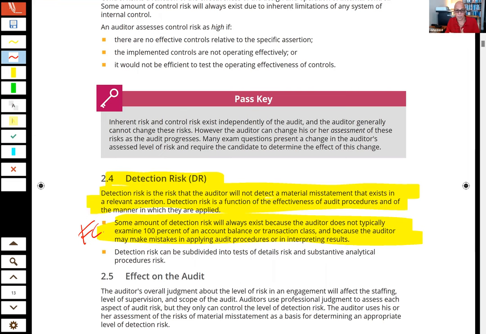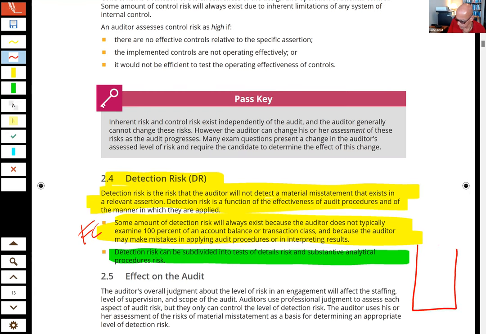So if that's the case, hey, what are you going to do? You always have some detection risk. You're just unlucky. Your sample was not representative. Okay. Our substantive testing, which is used to lower our detection risk, can be broken into two types. One is a test of details, and for most assertions, most accounts, that is most of our substantive testing, which is how we lower our detection risk.